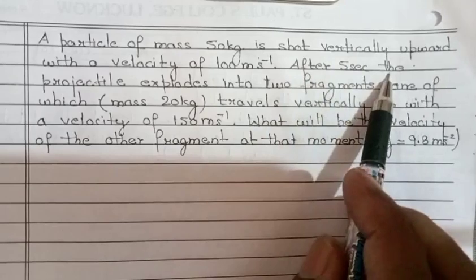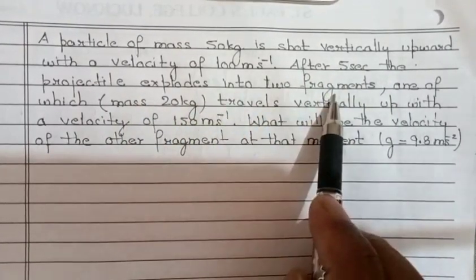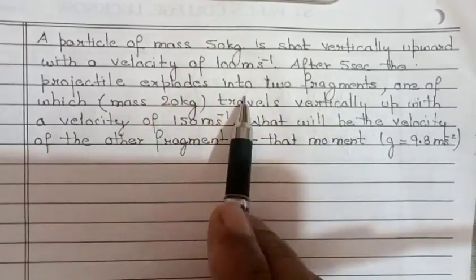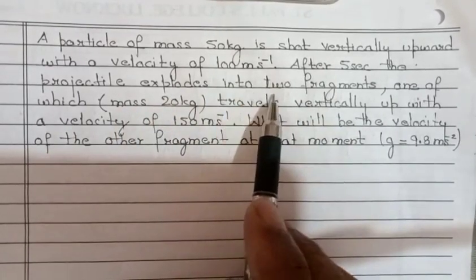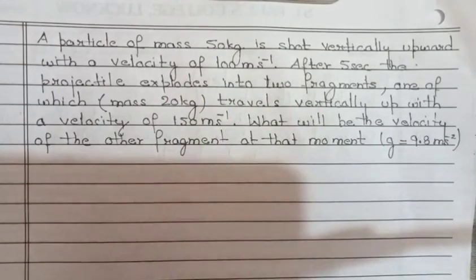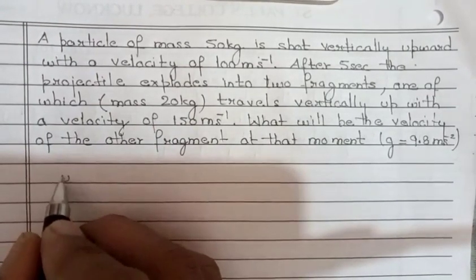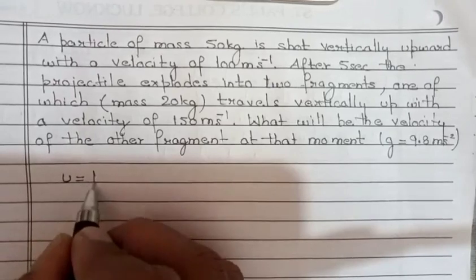After 5 seconds, the projectile explodes into two fragments. Now, after 5 seconds, the projectile is exploding. So, first of all, we will find what will be the velocity of the projectile when it explodes. So, here, initial velocity is 100.